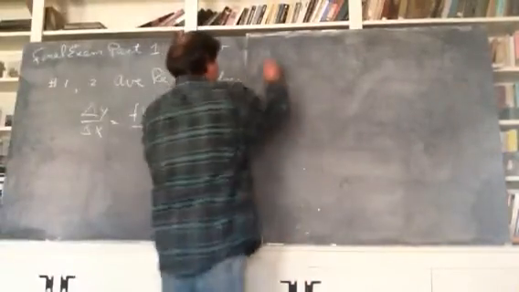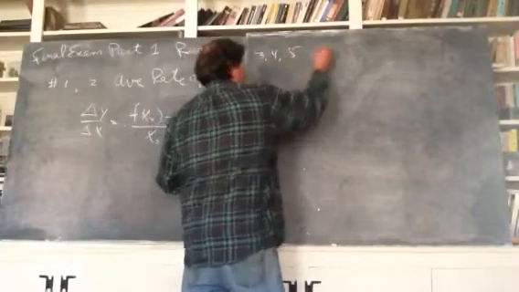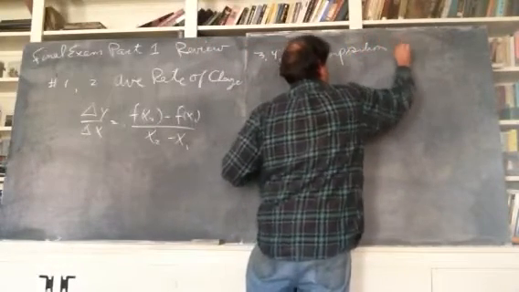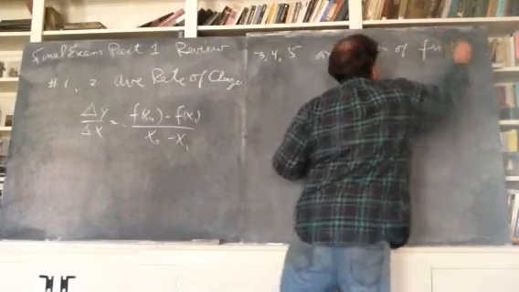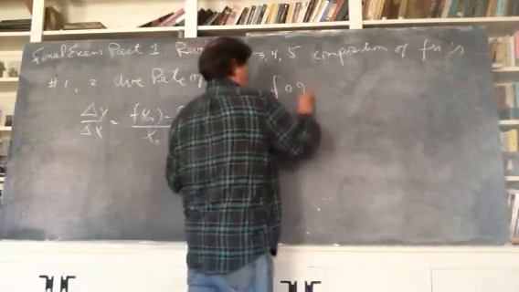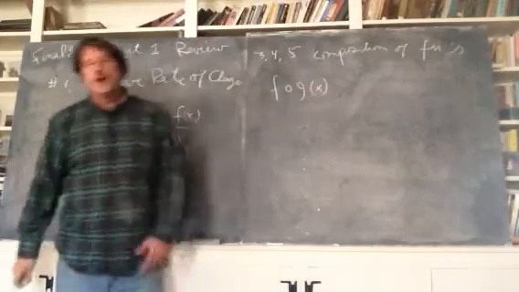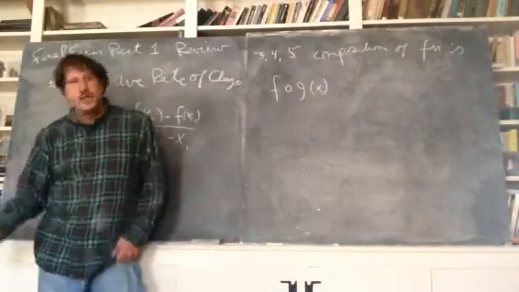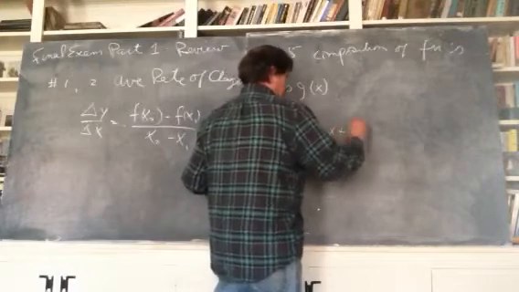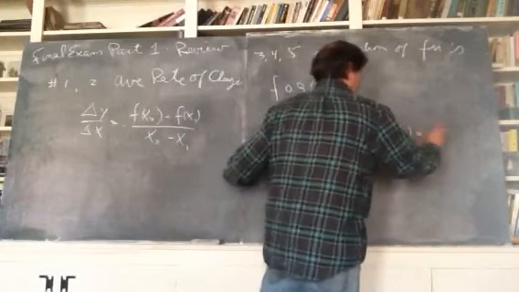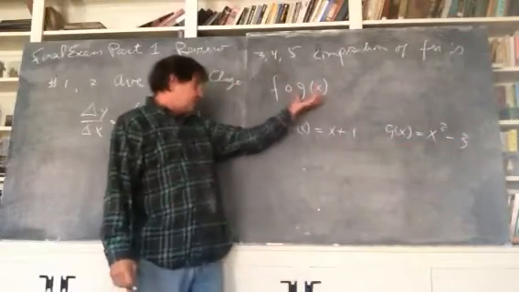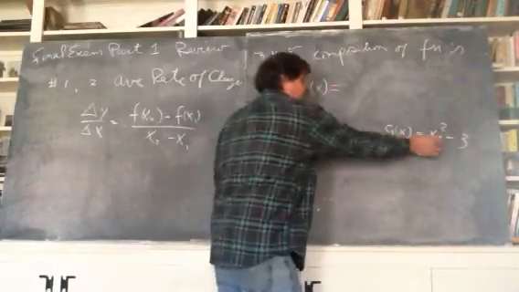Numbers 3, 4, and 5 are composition of functions. It means you have two functions, and you put a g into f. So I'll give you two functions, f at x equals, I don't know, x plus 1, g at x equals x squared minus 3, and I'm putting g into f. This means put g into f. So this is x squared minus 3 right here.